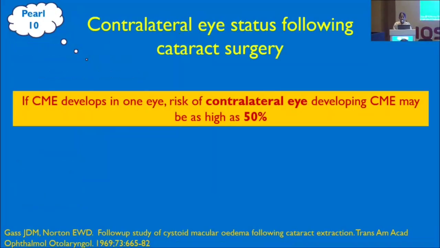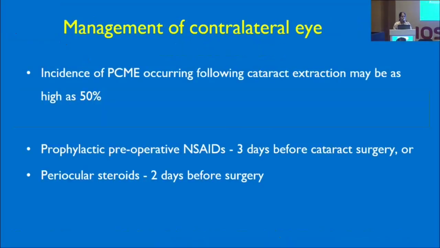Now, the last and a very important point: if you have a patient of pseudophakic cystoid macular edema, what about the contralateral eye? There is almost a 50% risk that the other eye might also land up in pseudophakic cystoid macular edema. So you have to counsel this patient, and whenever you're planning cataract surgery, start topical NSAIDs 1 week, 3 days prior, or you can give periocular steroids to these patients.